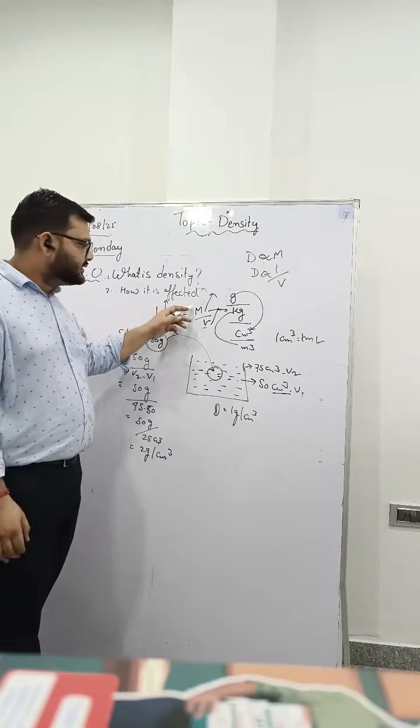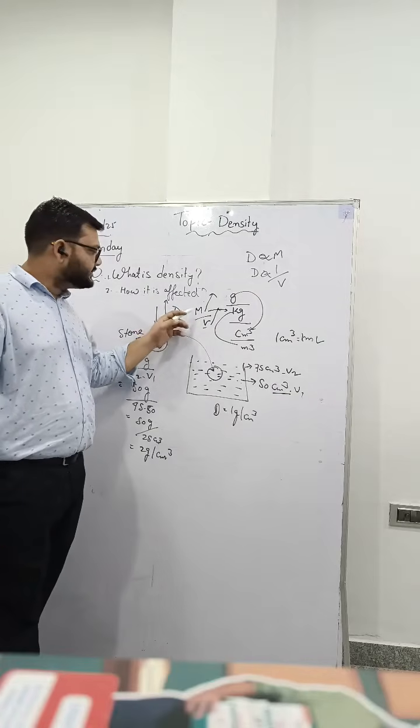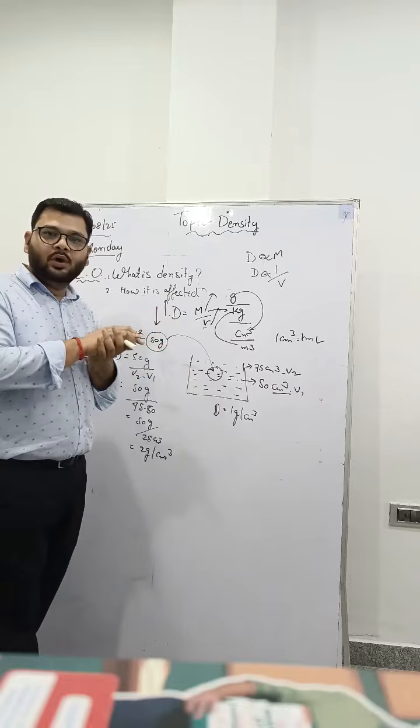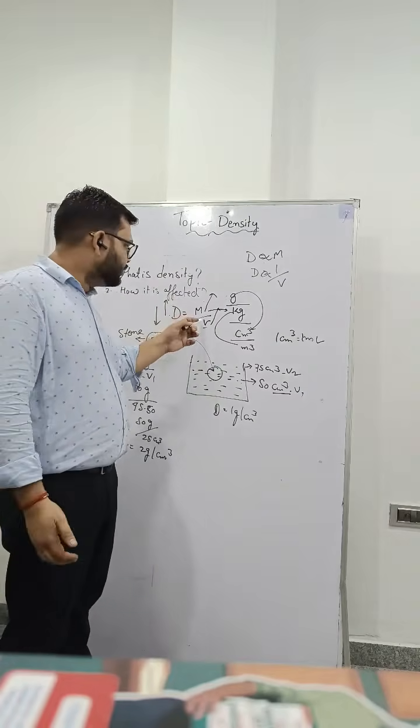As you can see, there is a formula written: mass upon volume. So density is defined as mass upon volume. How much mass is present in how much volume. Now there will be several questions related to what is mass and what is volume.